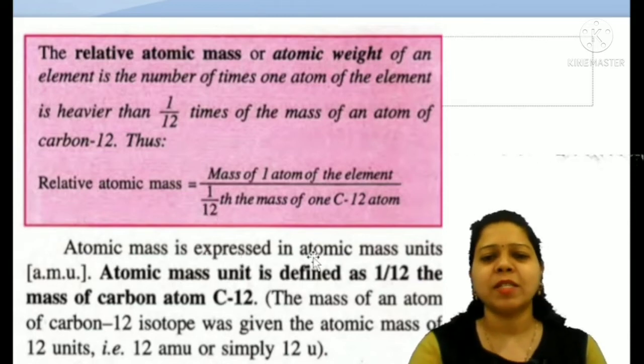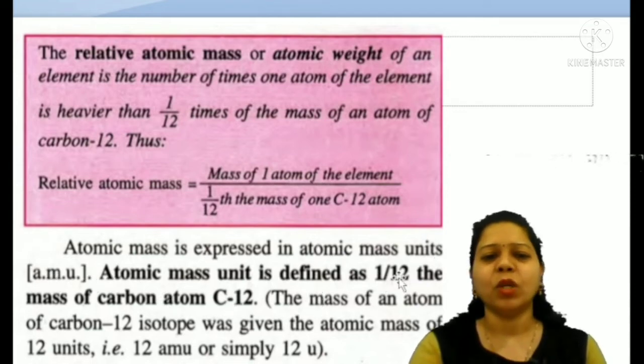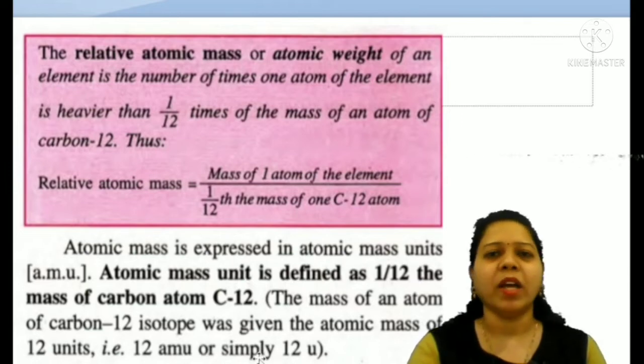Atomic mass is expressed in atomic mass unit, in short AMU. Atomic mass unit is defined as 1/12 of the mass of a carbon C12 atom. C12 is an isotope of carbon. There are two isotopes of carbon, C12 and C14. The mass of an atom of the carbon C12 isotope was given the atomic mass of 12 units, which is nothing but 12 AMU, or simply 12 U.